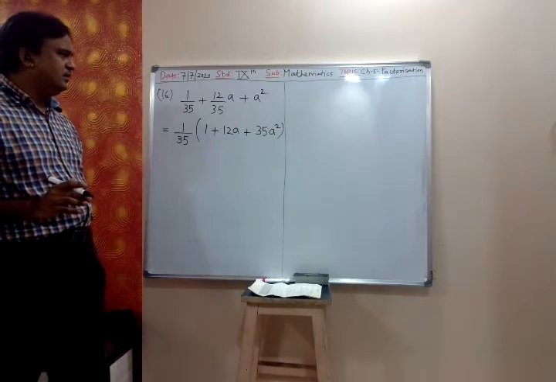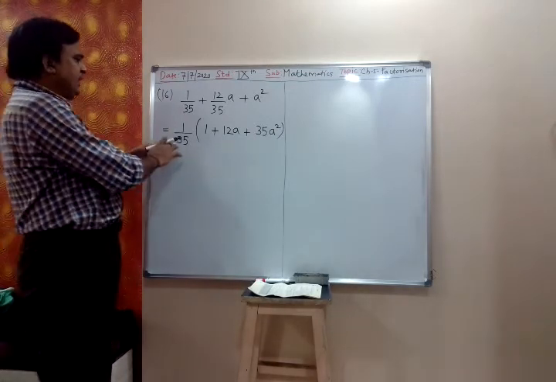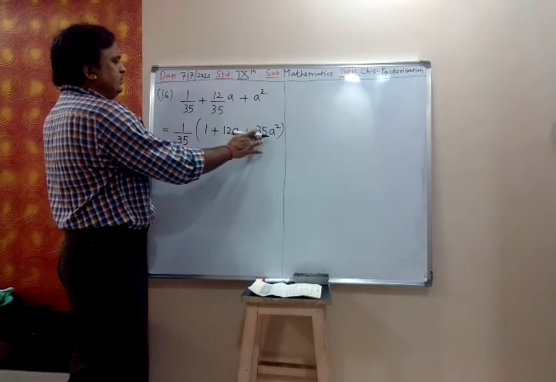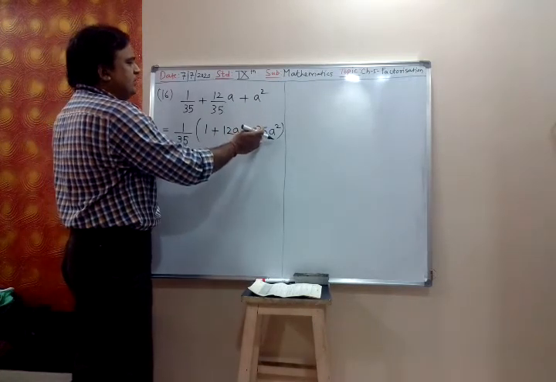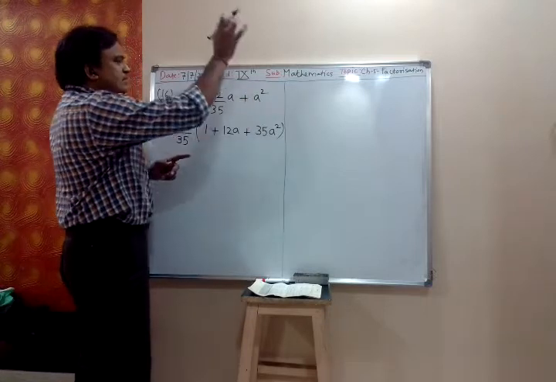Are you getting? 35 I have to cancel, no? So 1 by 35 in the denominator, so 35 I want in the numerator, so that they get cancelled. What is left? A square is left.